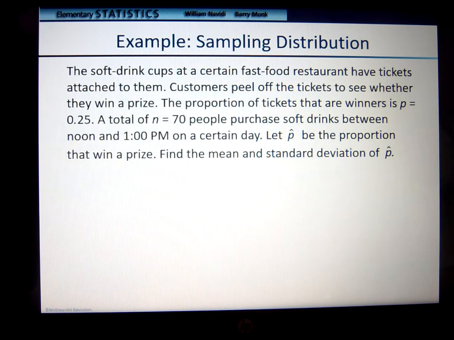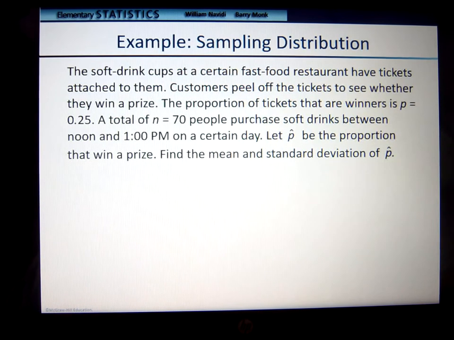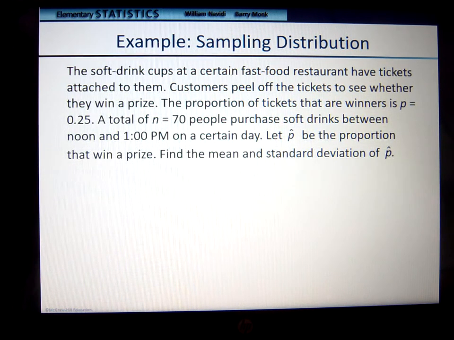Now, let's take a look at soft drink cups at a certain fast food restaurant that have tickets attached to them. Customers peel off their tickets to see whether they win a prize. I don't know if they still do that. They used to. The proportion of tickets that are winners is P equals 0.25. A total of 70 people purchase soft drinks between noon and 1 on a certain day. Let P hat be the proportion that win a prize. Find the mean and the standard deviation of P hat.